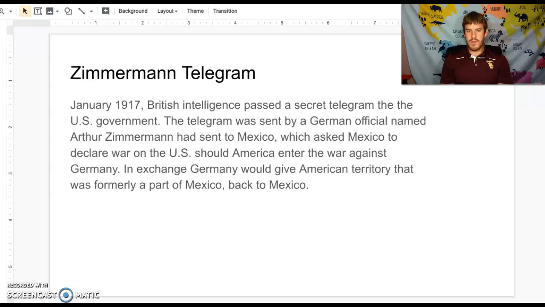And so when this was given to the United States government, when this was made public, there was this big outcry. Obviously, you're trying to incite America's neighbor to basically go to war with them, to fight us, to attack us. And so this was a big blow to German and American relations during that time as well.